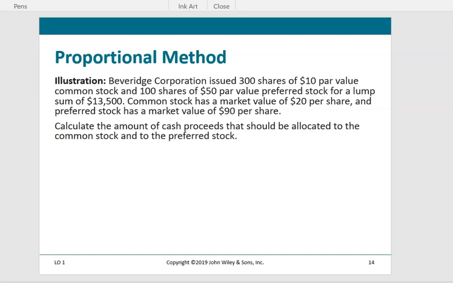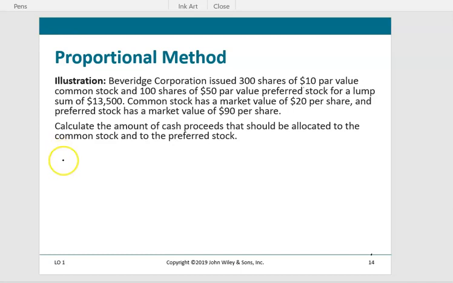Beverage Corporation issued 300 shares of $10 par value common stock together with 100 shares of $50 par value preferred stock for one lump sum of $13,500. Common stock has a market value of $20 per share and preferred stock has a market value of $90 per share. Calculate the amount of cash proceeds that should be allocated to the common stock and allocated to the preferred stock. So the company has received $13,500 cash for stock that has a market value of how much?